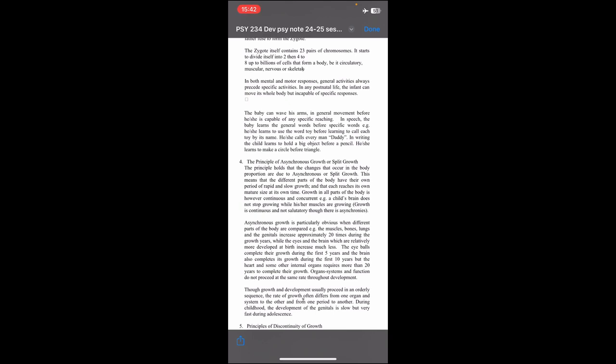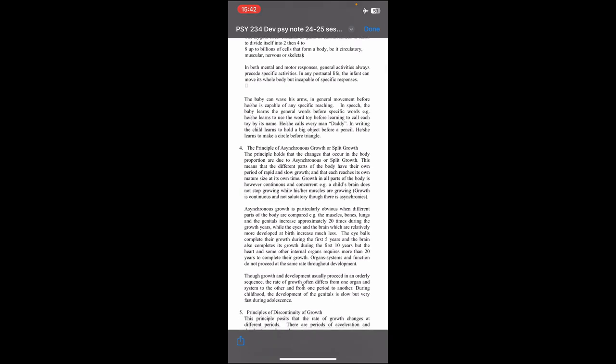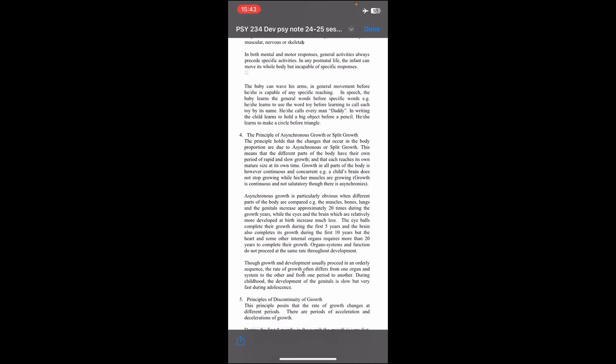But we as humans, your head stops growing after a certain number of years. Your eyes, like 5 years or something. Then your body, your legs, from adolescence, it still keeps growing. Your internal organs, they still keep growing. So basically, everything grows at its own pace according to your DNA. The principle holds that changes that occur in body proportion are due to asynchronous or split growth. This means that different parts of the body have their own periods of rapid and slow growth, and that each reaches its own mature size at its own time.